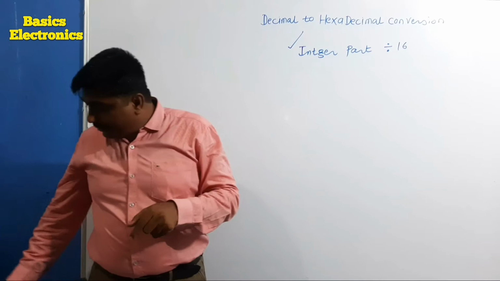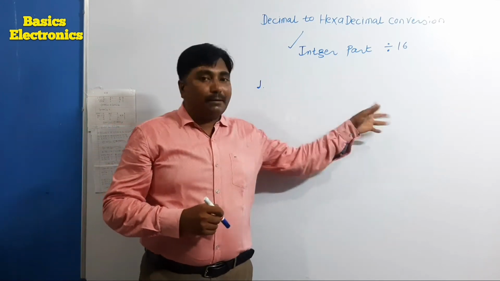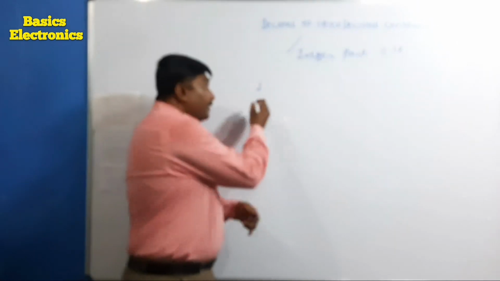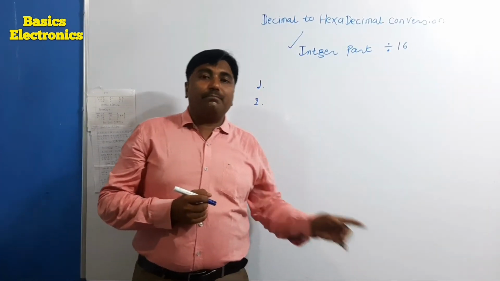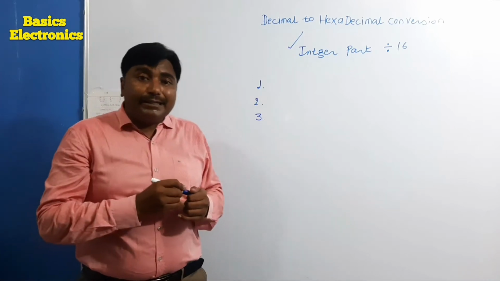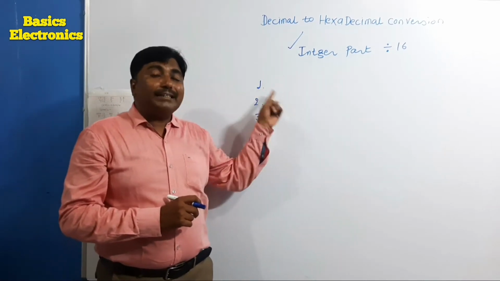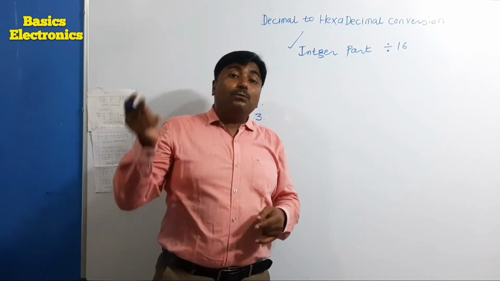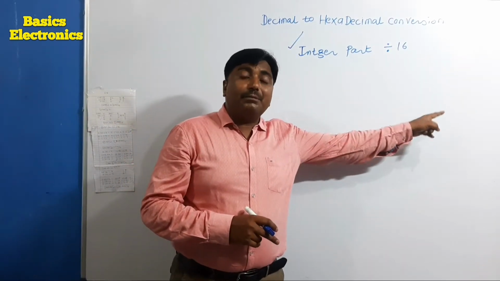Okay, now again we recall the various steps for the conversion. The first step is to write down the given decimal number. Second step is we divide the given decimal number by 16. Then third step is we divide the result by 16 until the result becomes equal to 0. First we divide the given number by 16. Then we write down the result and we record the remainder. The third step is we write down the result and we divide the result by 16 again until the result becomes equal to 0.